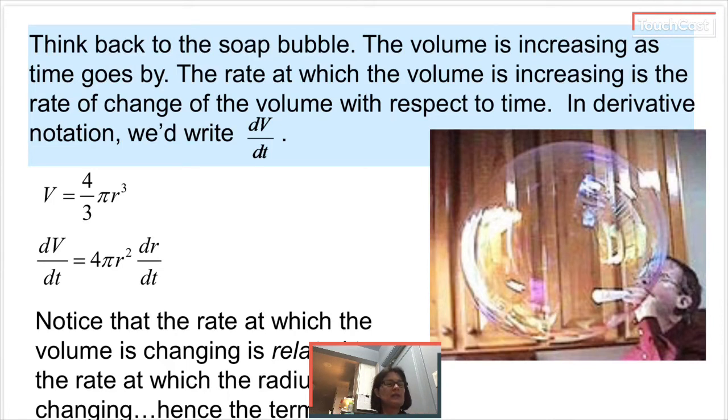So most of the time when we talk about related rates, we're going to be talking about the rate at which something changes with respect to time. It's not always time, but a lot of the time it's time. So if I say the rate of change of volume with respect to time, and I think about how I would write that, I would write dV/dt. So this is what we're aiming for, is an expression for dV/dt, and I'm going to find that by using implicit differentiation.